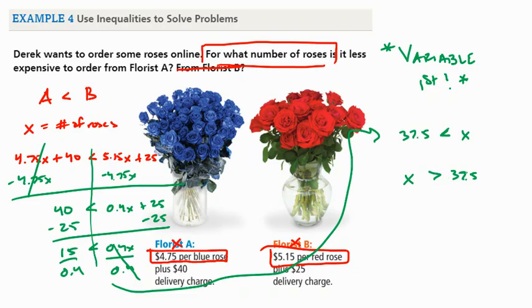Now, to answer this question, obviously you cannot buy 37.5 roses. So for what numbers of roses is A less expensive? I would say 38 or more roses. Again, their second question: what about from florist B? If 38 or more is when A is less expensive, then the other side of that would be 37 or less, and that would be when B is less expensive.